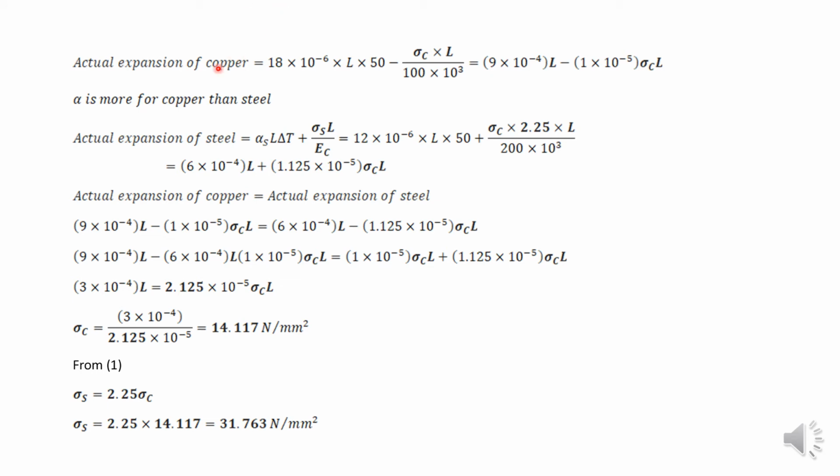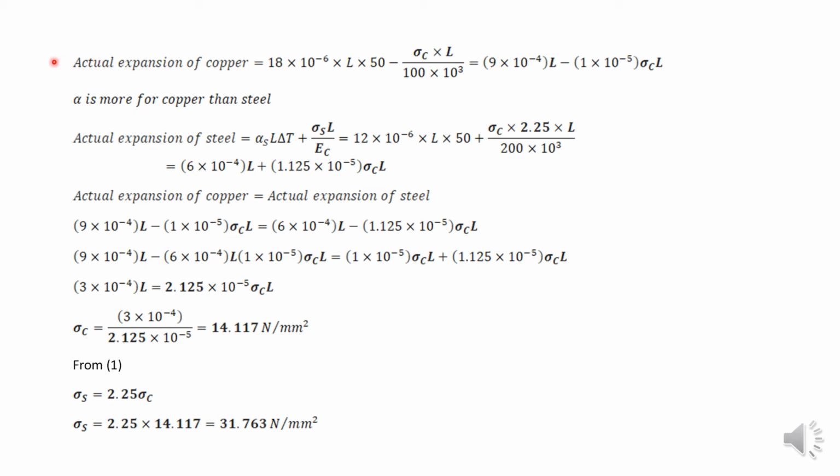Now we have to find out the actual expansion for copper and steel individually. So what do we mean by the actual expansion of copper? It is the alpha delta T into L value, that is the temperature expansion, minus the natural expansion due to the force. So that is 18 into 10 raised to minus 6, that is alpha into delta T into L, minus, we know the equation delta L equal to PL by AE. In terms of stress, we can write it as sigma C into L divided by E. And that's equal to 9 into 10 raised to minus 4 into L minus 1 into 10 raised to minus 5 into sigma C into L.